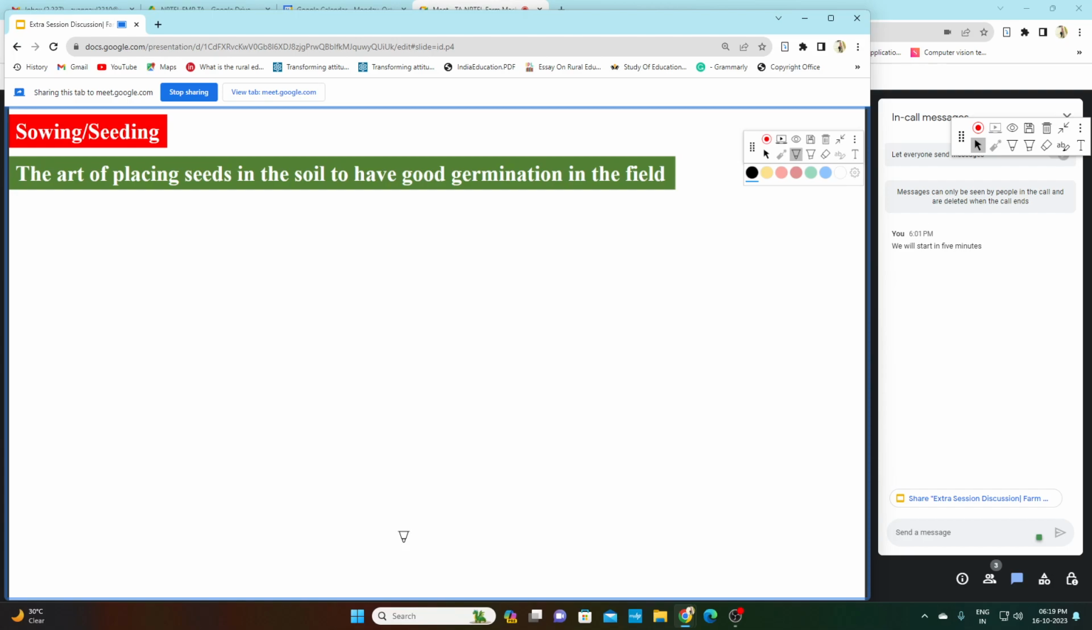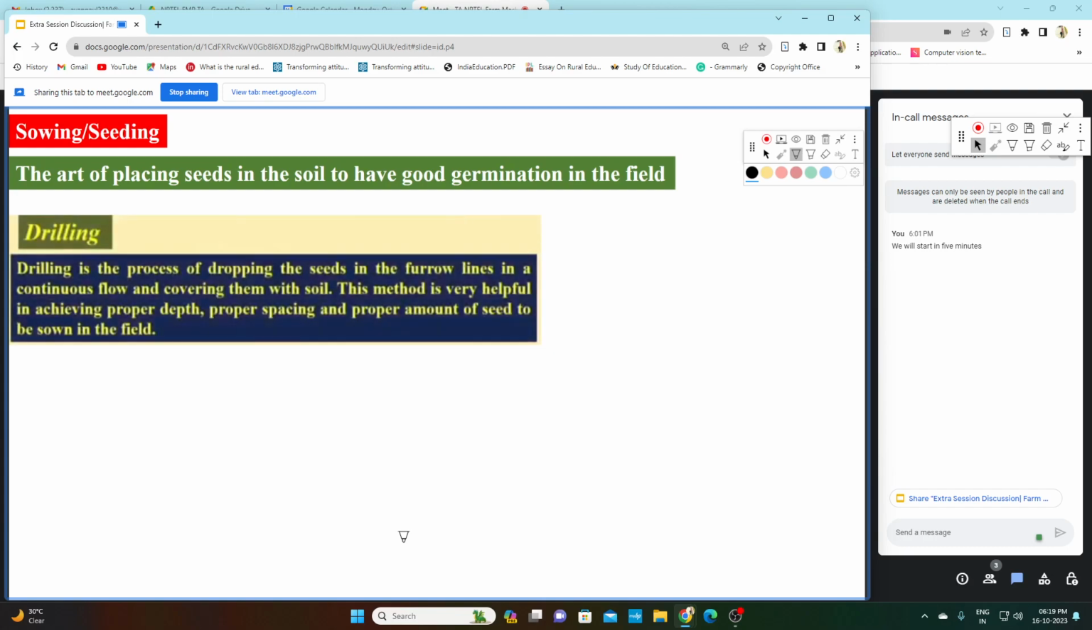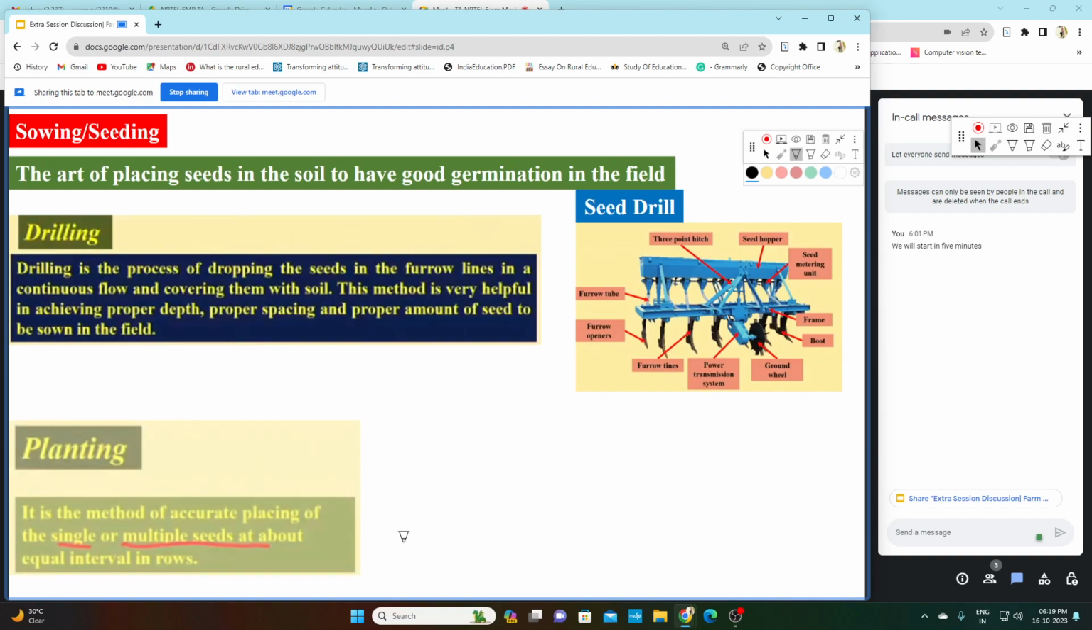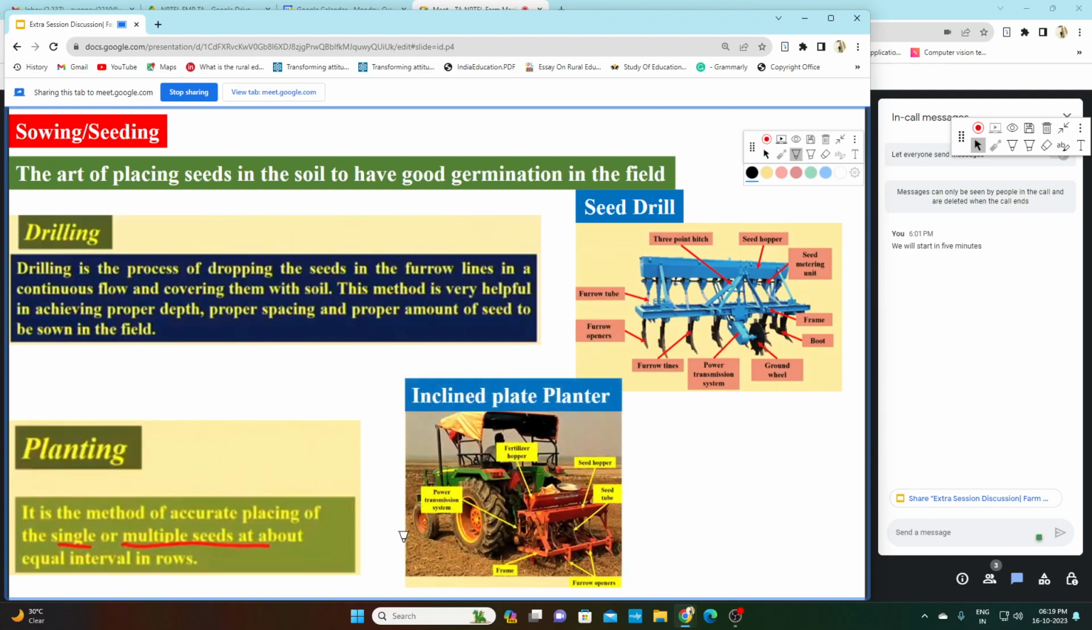In the first slide I have shown you the tillage operation, so we have already prepared our soil to do this sowing operation. In sowing, we are placing the seeds in the soil to have good germination in the field. Now sowing can popularly be done in two ways. One we call drilling, the second we call planting. So what is the basic difference between drilling and planting?